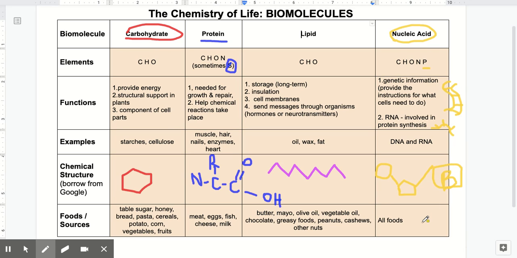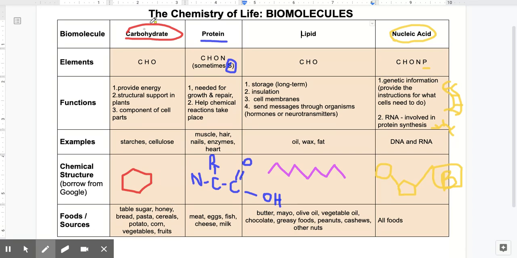Believe it or not, every food that you eat contains nucleic acids because foods came from something. So plants have DNA, animals have DNA. So everything you're eating in some capacity has DNA in it, has nucleic acids, which is an interesting way to think about things.